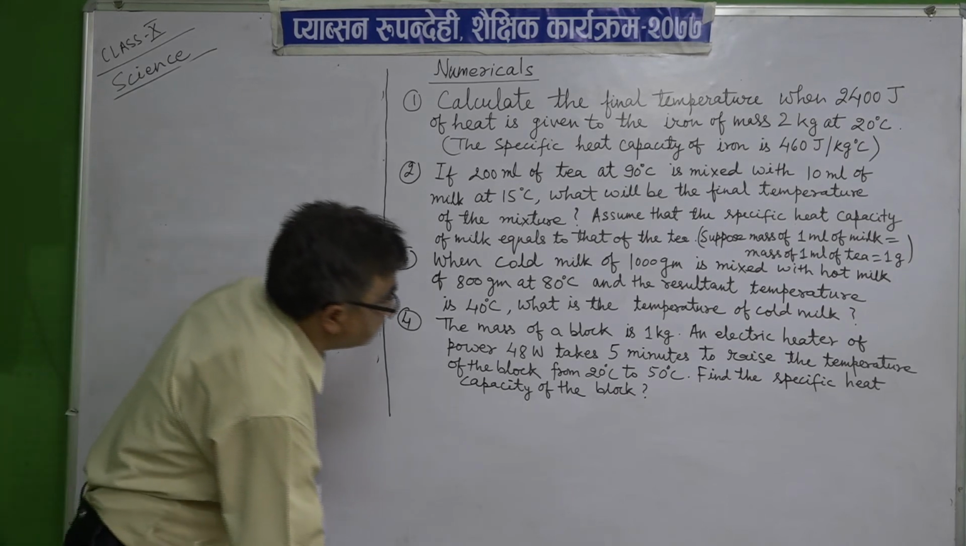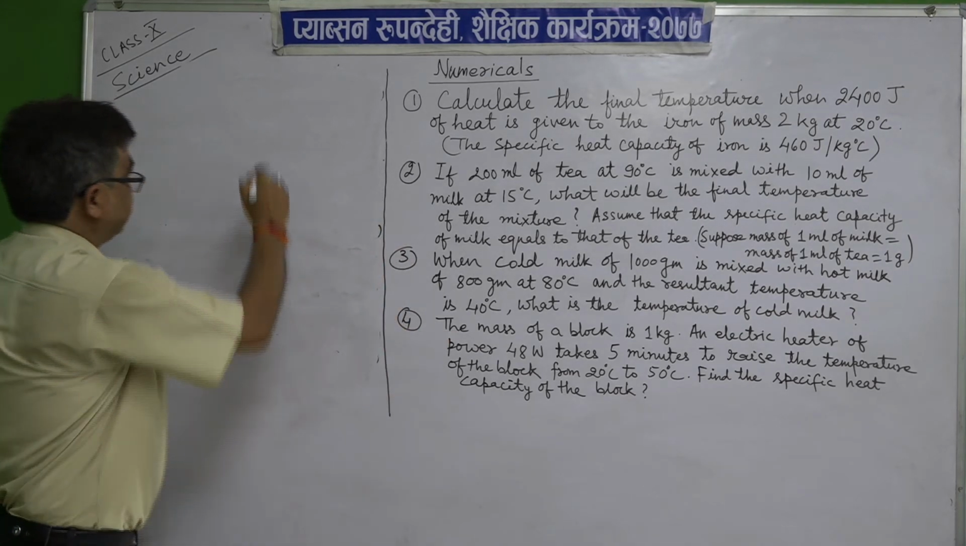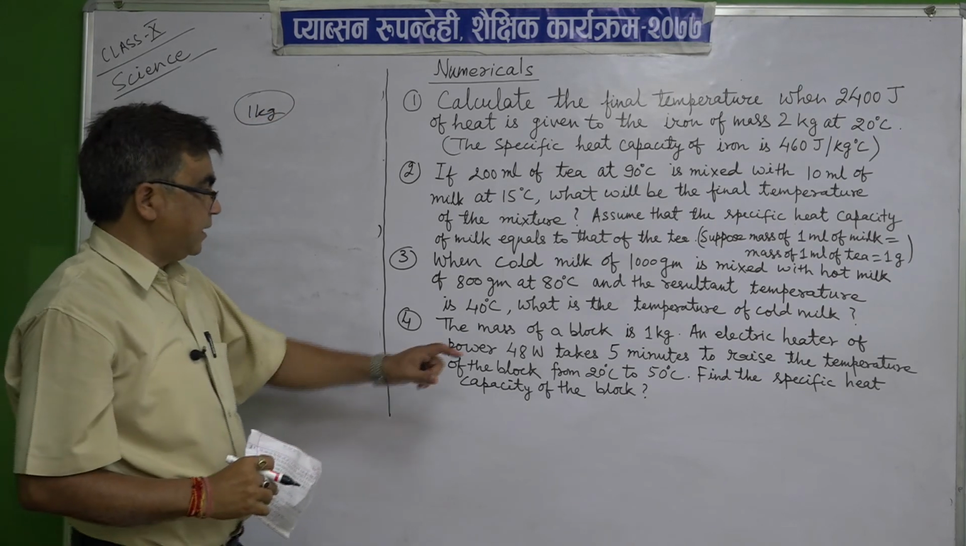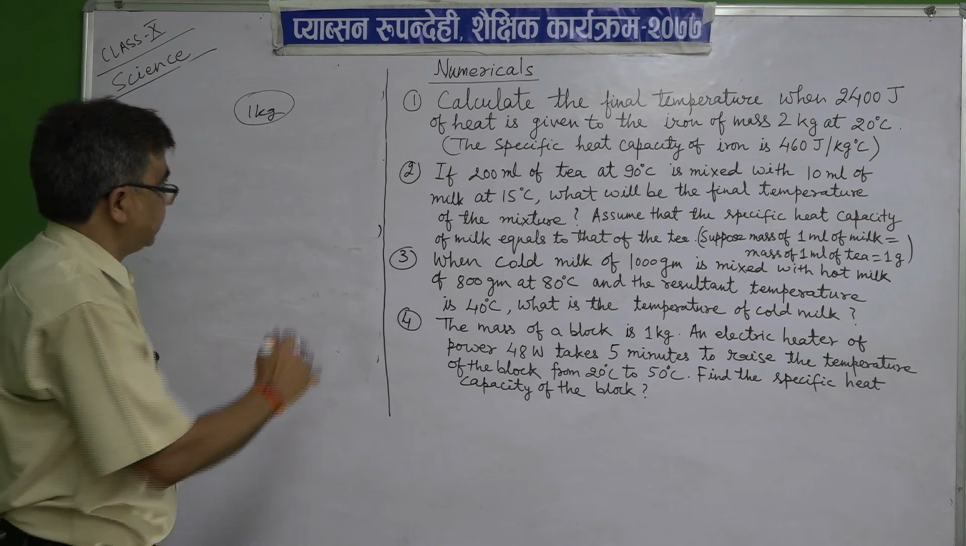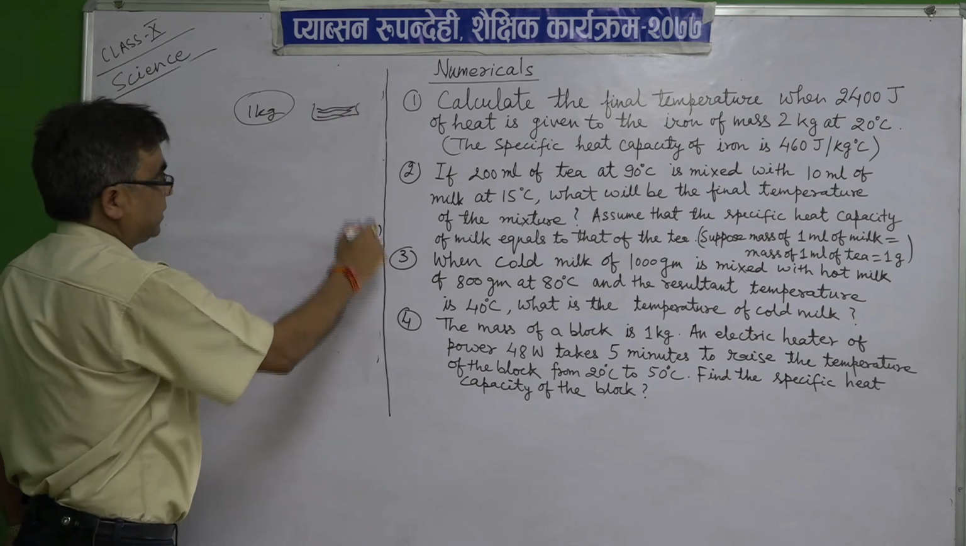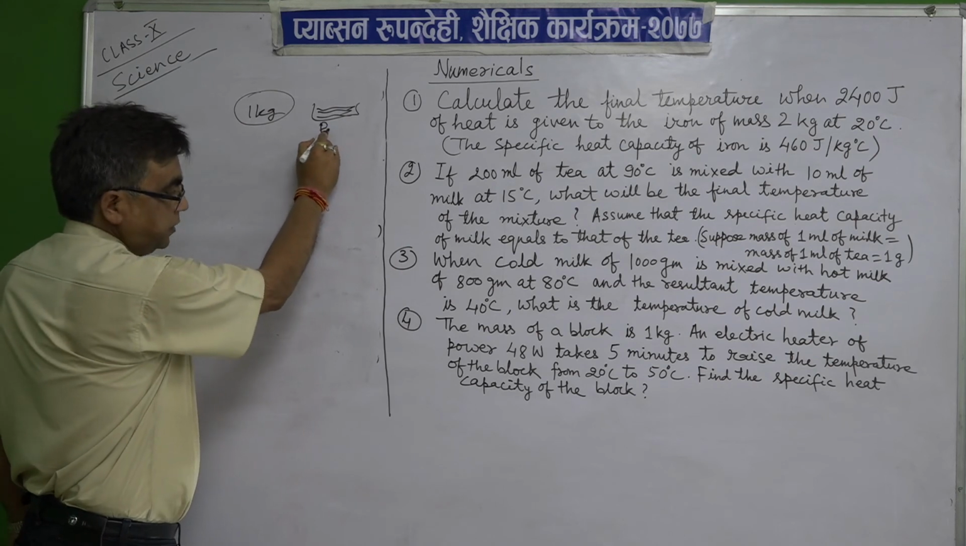The mass of a block is 1 kg. This is a block, its mass is 1 kg. An electric heater of power 48 watt. Suppose this is a heater. It has got a power of 48 watt.